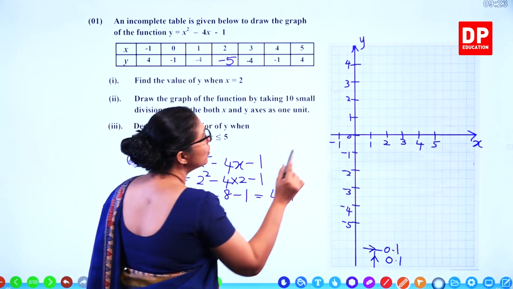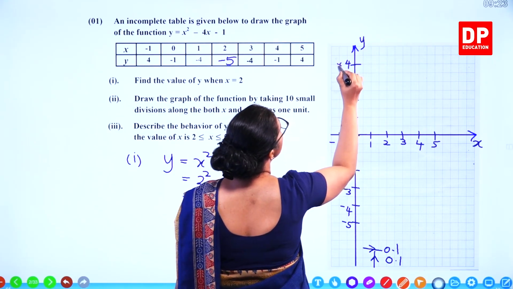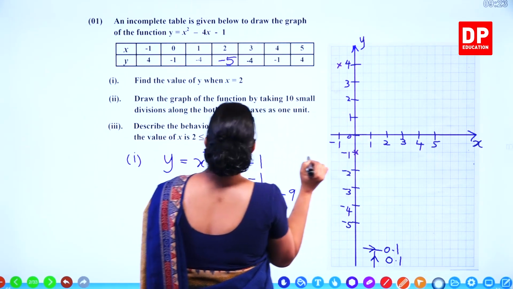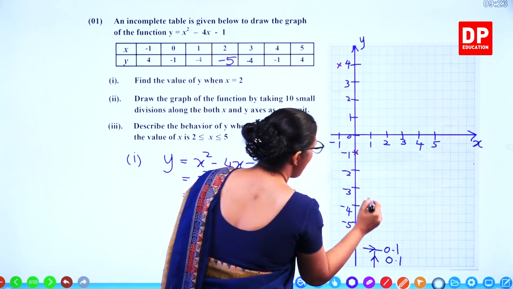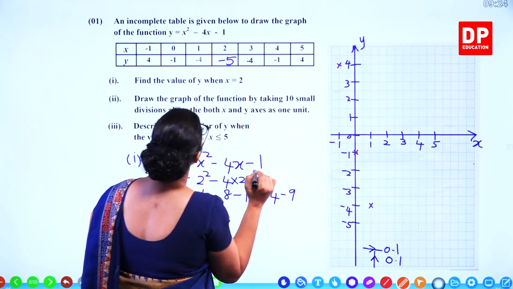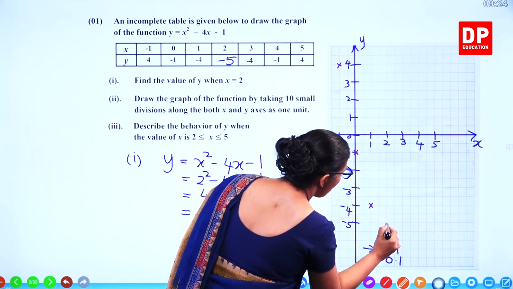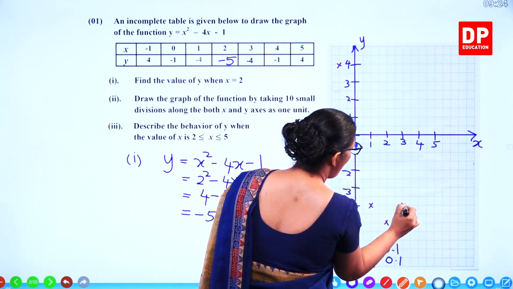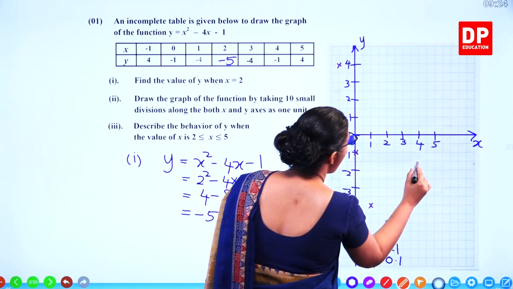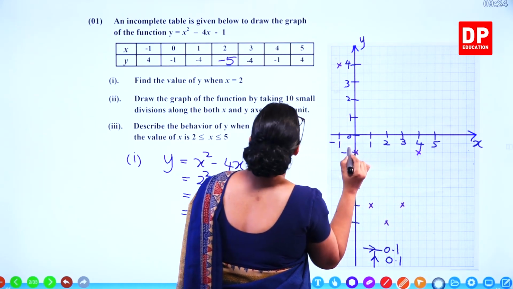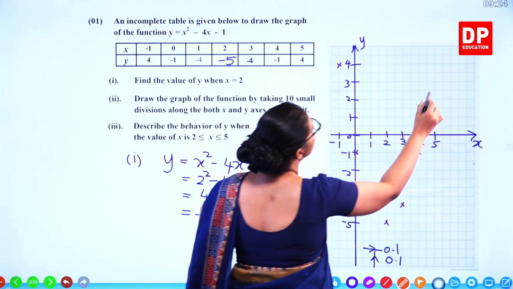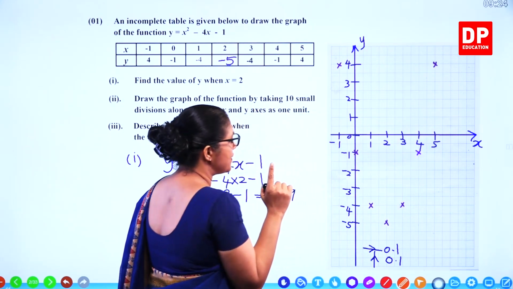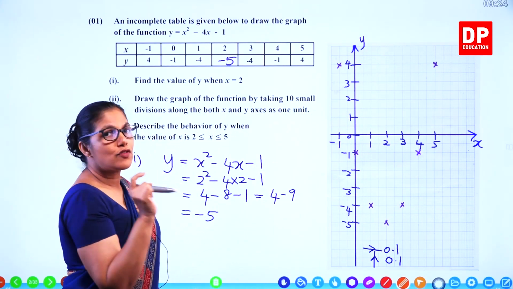Minus 1, 4 is here. 0, minus 1. 1, minus 4. 2, minus 5. 3, minus 4. 4, minus 1. 5, 4. So all points are there. Now we can connect smoothly.